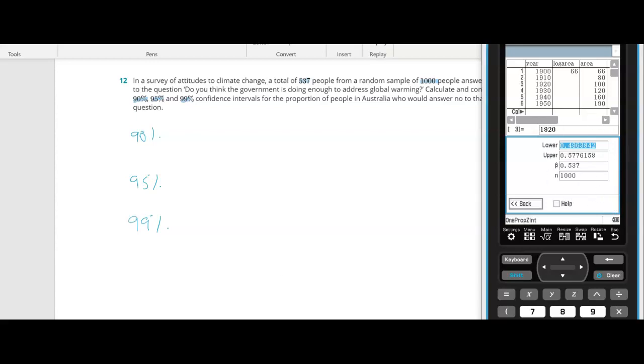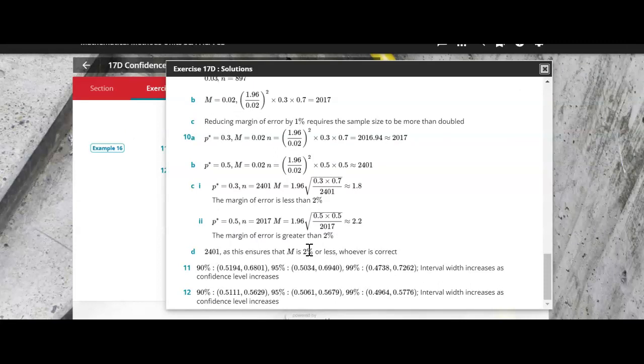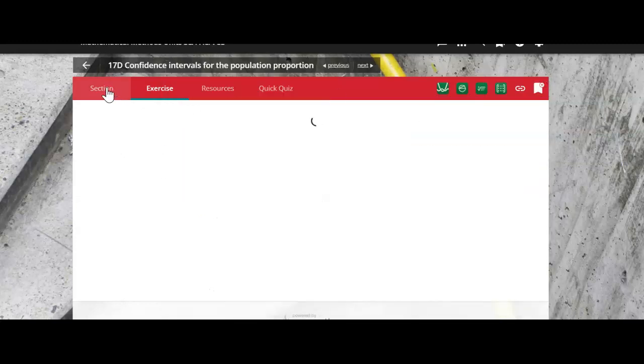What I might do is just go onto the textbook. They didn't do the substitution either. All right, so you can see your interval width increases as confidence levels increase. And remember, we looked at that in the section.